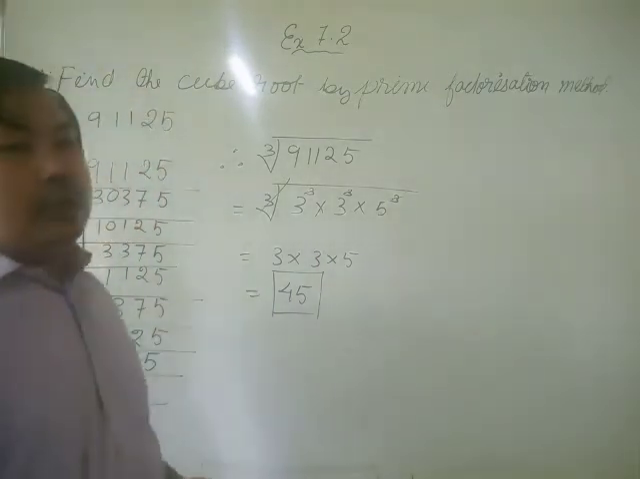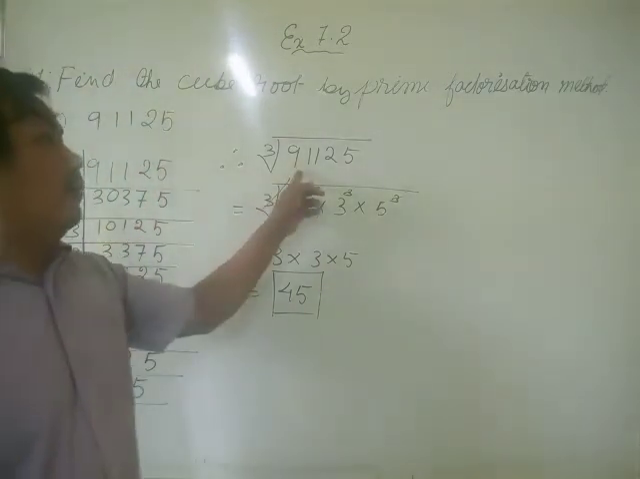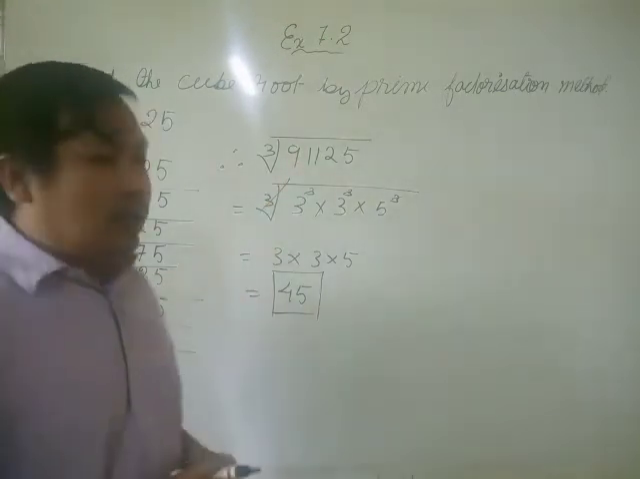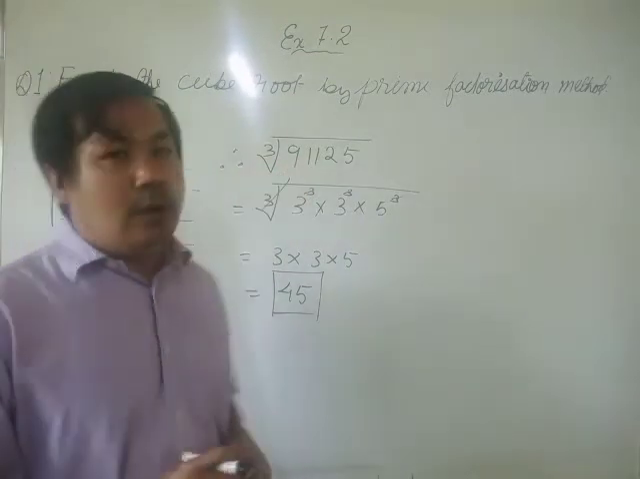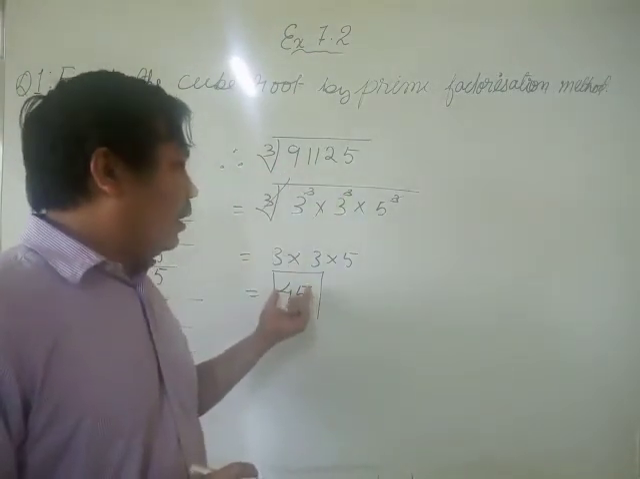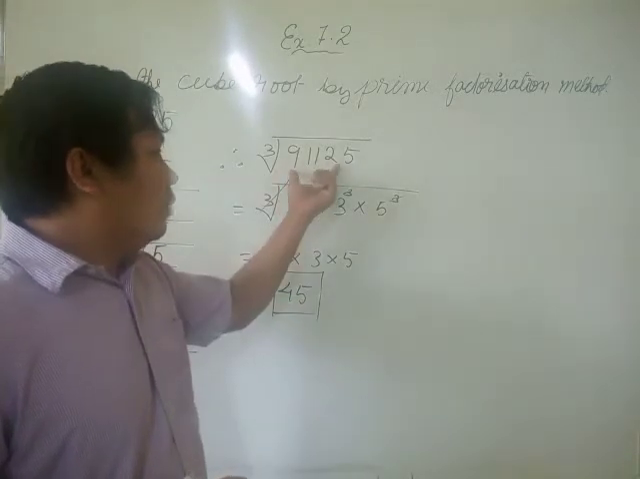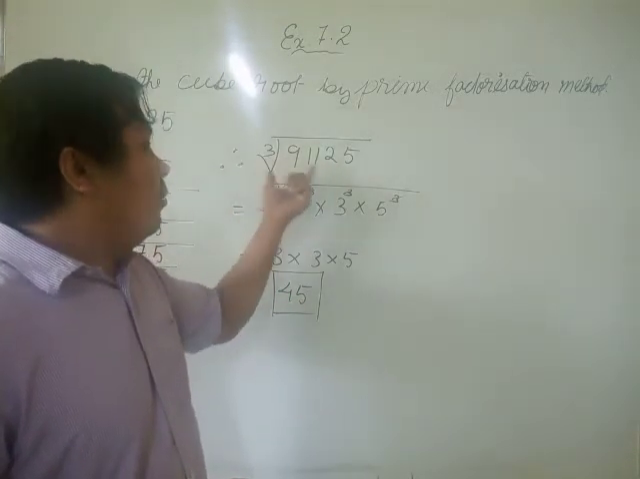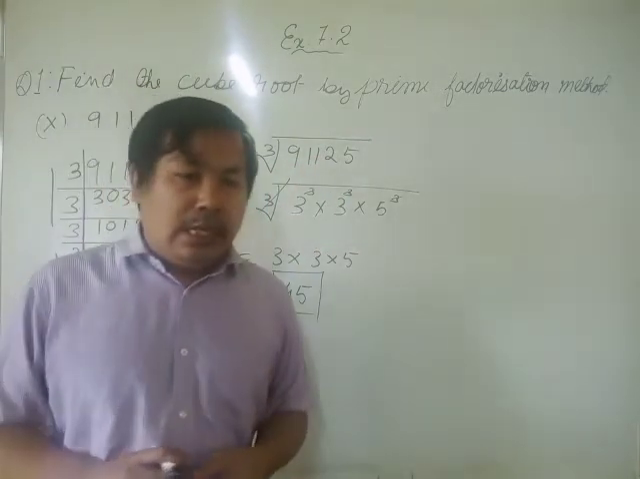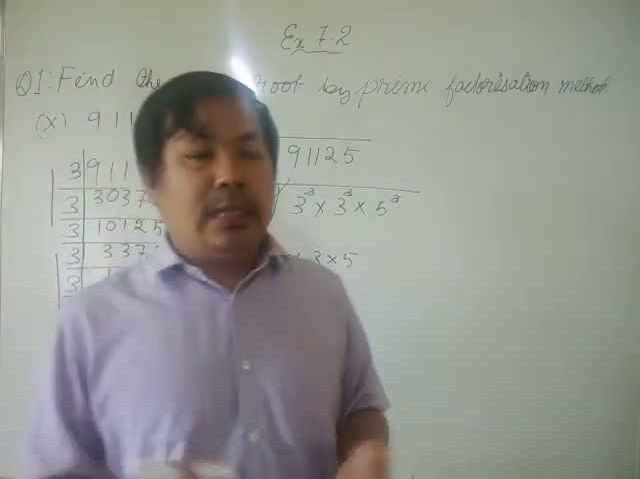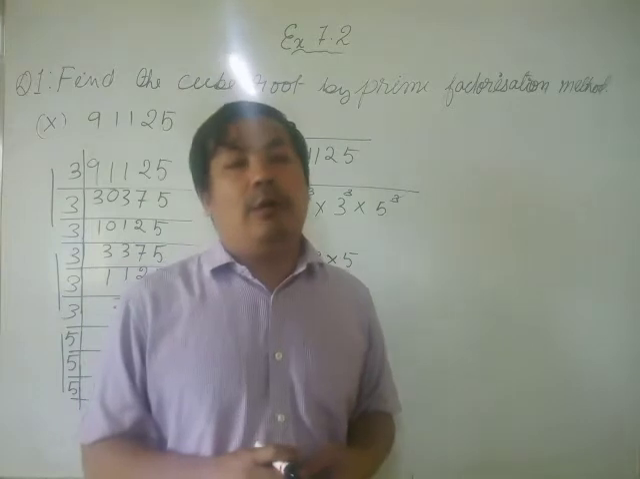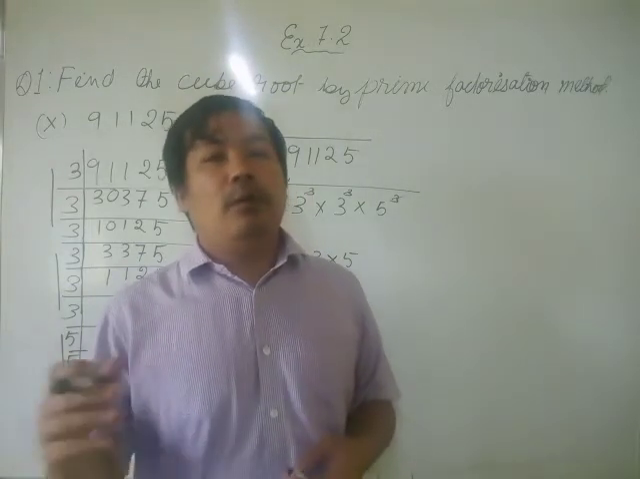The cube root of 91,125 is 45. So the cube of 45 is the number given here, 91,125, and the cube root of 91,125 is 45. I would like to remind you of one more point: finding the cube root is the inverse operation of finding the cube of the number.